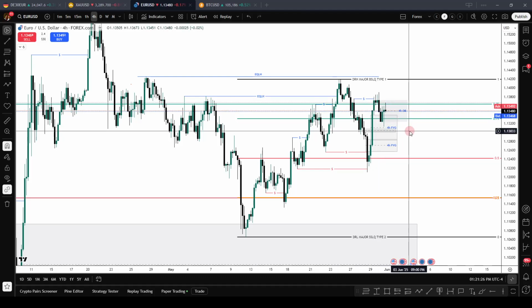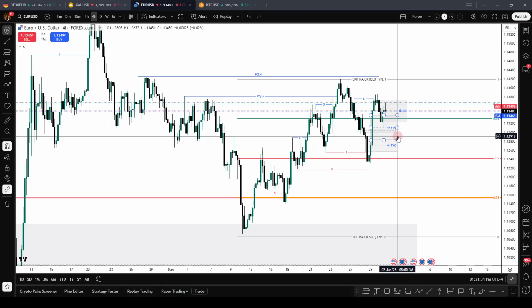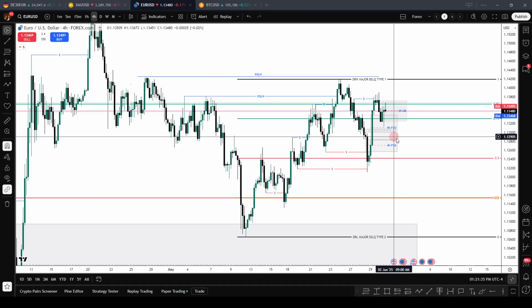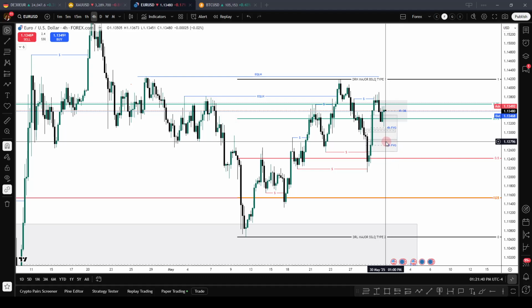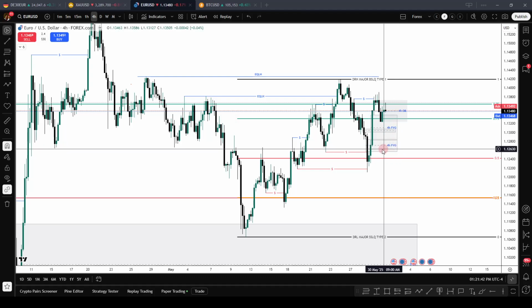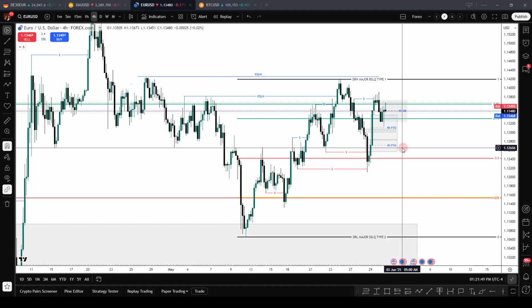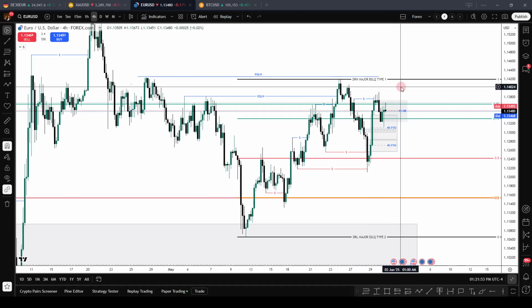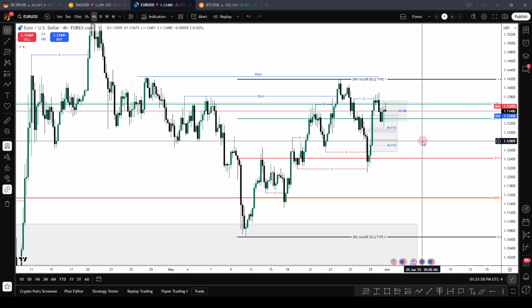This gives me the impression that we might possibly see one more move downwards, and possibly we might have even a rebalancing of the fair value gap, of the last fair value gap. Probably the first one that was formed after the reversal of the market.